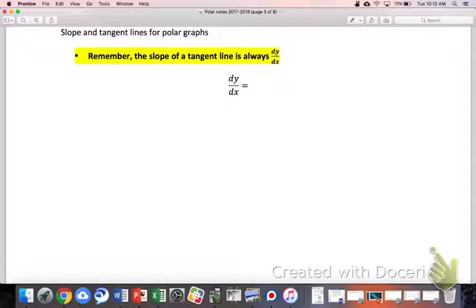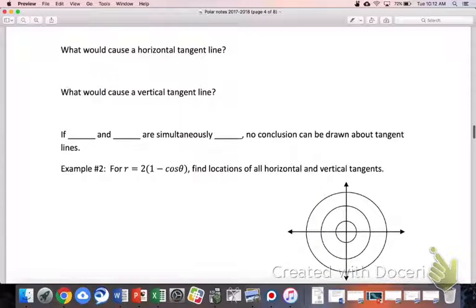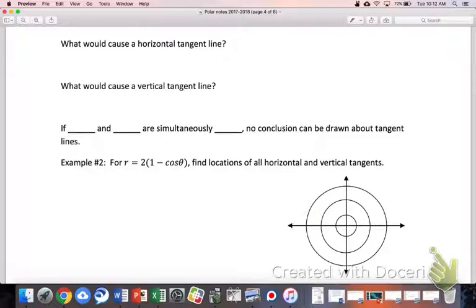I got a couple questions for you, I think. Yes. Okay, so like we talked about a lot with those graphs last week, what might cause, or what could cause, a horizontal tangent line?